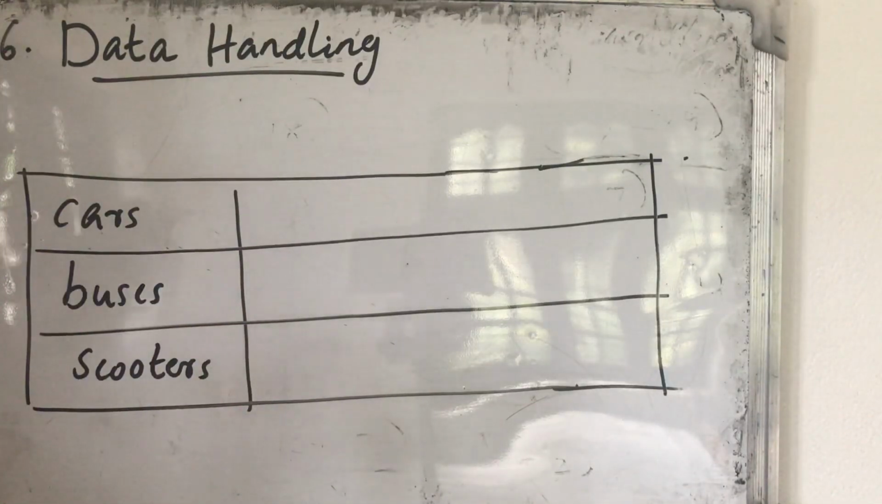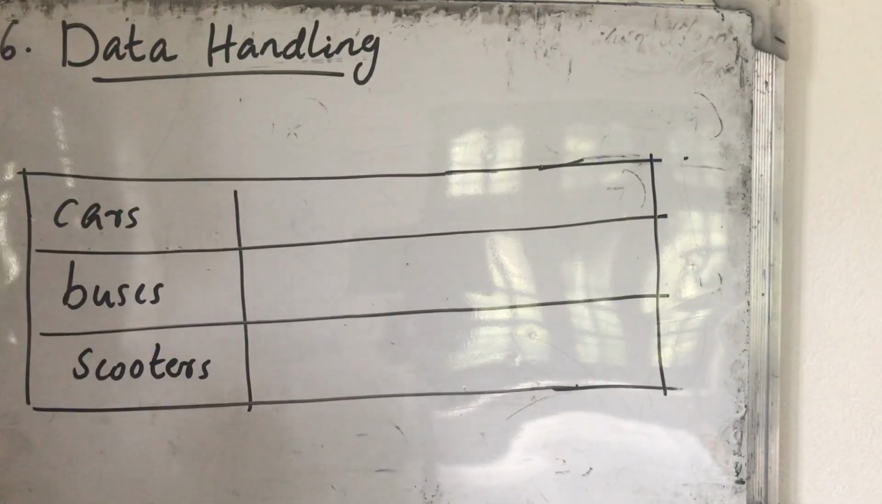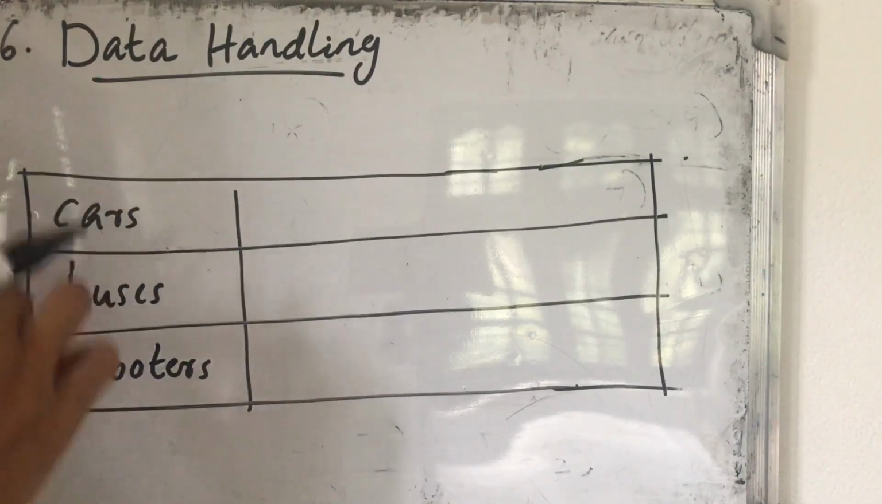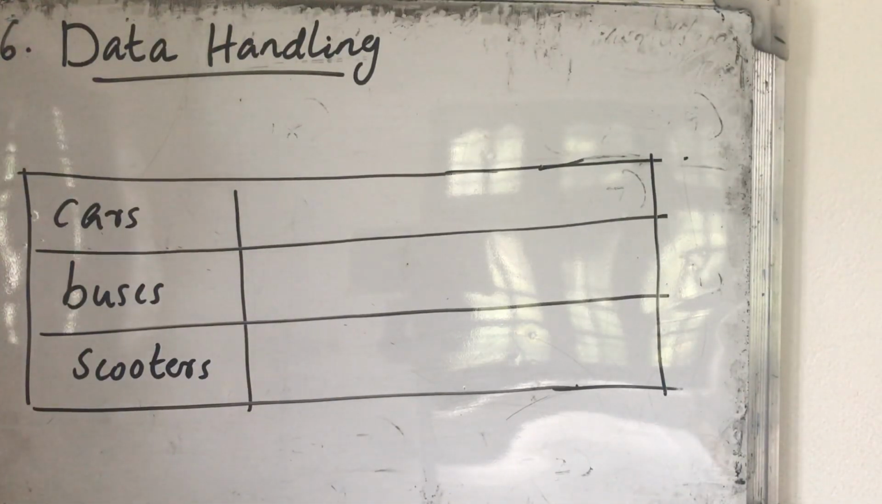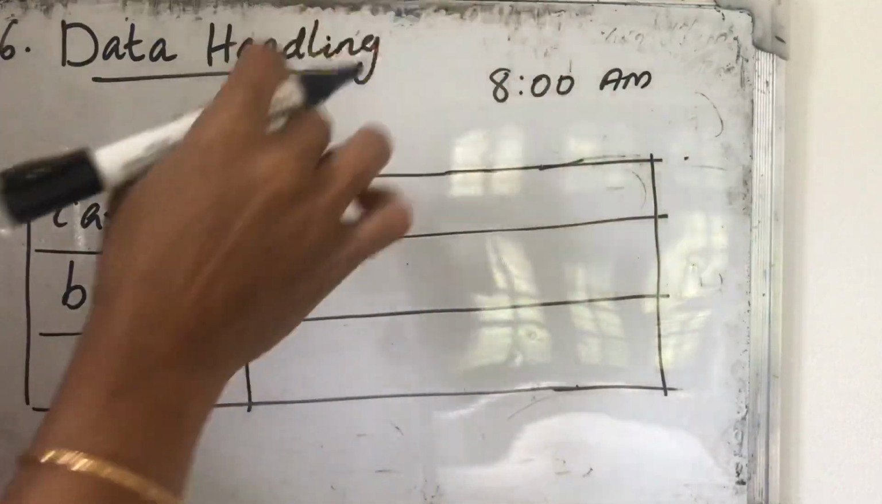If we are standing in front of our gate, we count how many buses pass through. If we observe for one hour or half an hour, in that time how many buses, cars, or scooters pass through that road. These three vehicles we are counting. Suppose you started counting and marked the time, at 8 a.m. you started to count the vehicles.